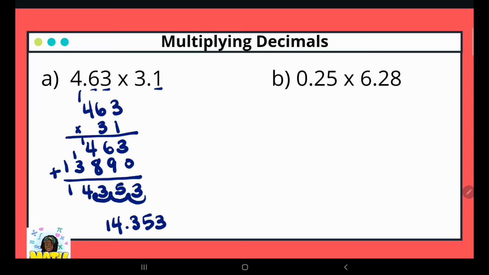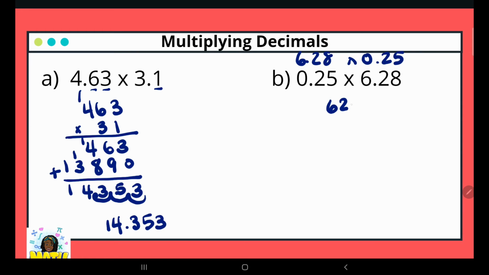Now let's go ahead and take a look at the second example. If I think about this as whole numbers, I have a 2-digit number here and a 3-digit number here. What we know about the commutative property is that when it comes to addition and multiplication, the order does not matter. So I can actually rewrite this as 6.28 times 0.25, and that's exactly what I'm going to do because I want my bigger number on top and my smaller on the bottom.